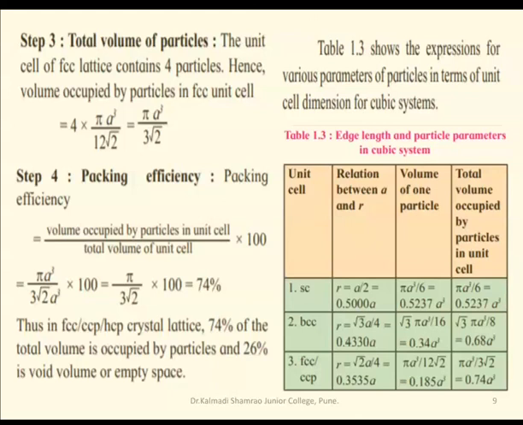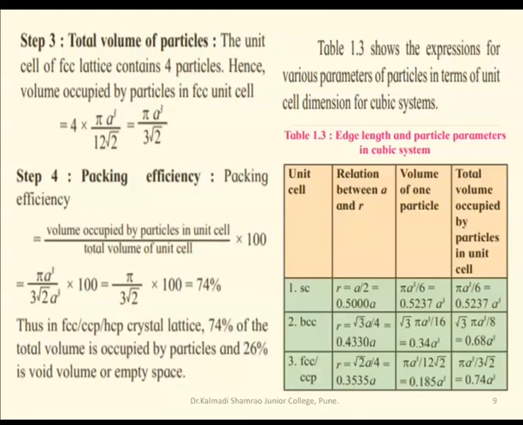Next is BCC unit cell. The relationship between a and r is r equal to root 3 upon 4 a. Substituting for root 3, we get the answer as 0.4330 a. Volume of one particle is equal to root 3 pi a cube divided by 16, which is equal to 0.34 a cube. And total volume occupied by particles in unit cell will be twice that of the volume of one particle. So 0.34 into 2 is equal to 0.68, since the contribution of the particles in BCC is 2.